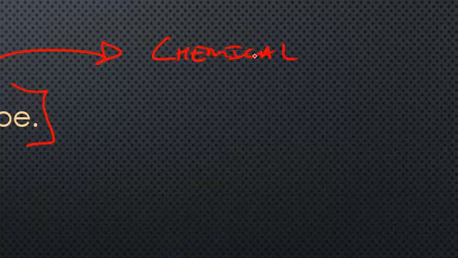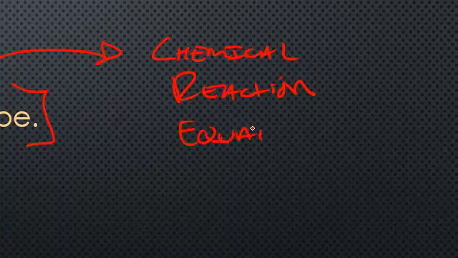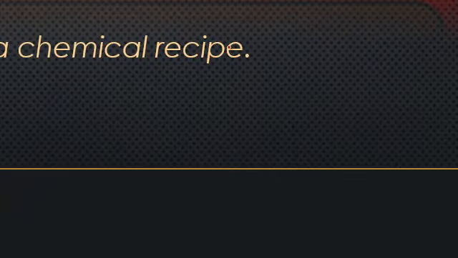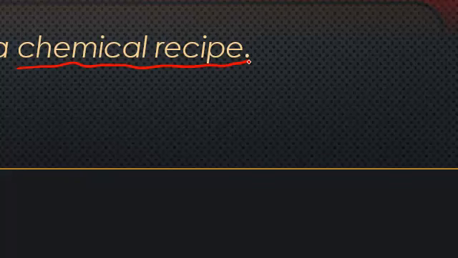It's called a chemical reaction equation. Yeah, you want to go home and be impressive? Go memorize that. Tell it to your parents. If your parents aren't impressed, I guess the dog will always be impressed by you. Here's our chemical reaction equation, and this is an example of a complete chemical recipe.